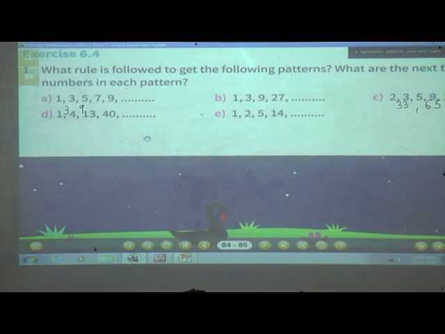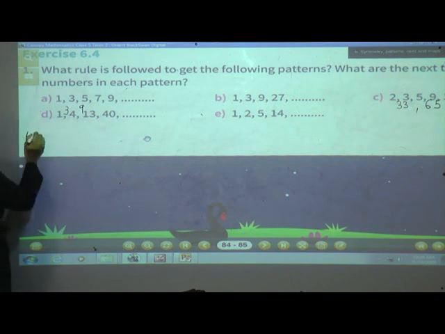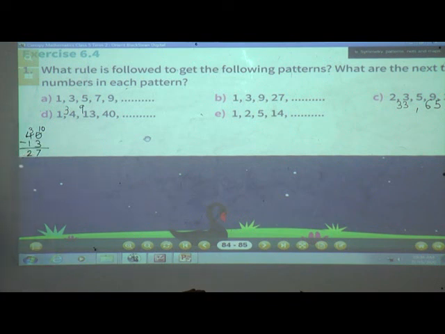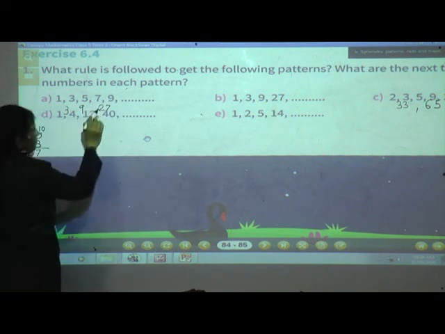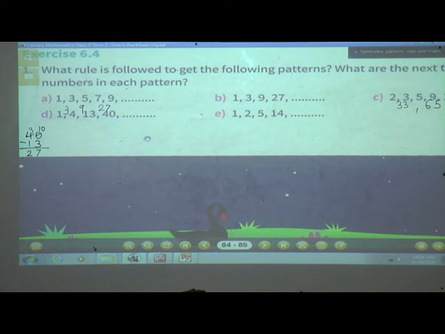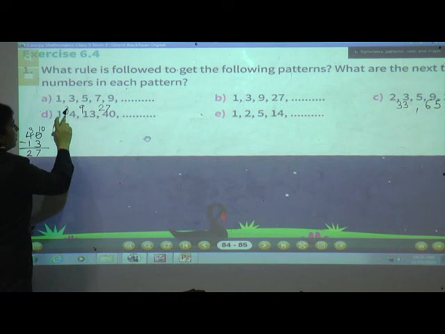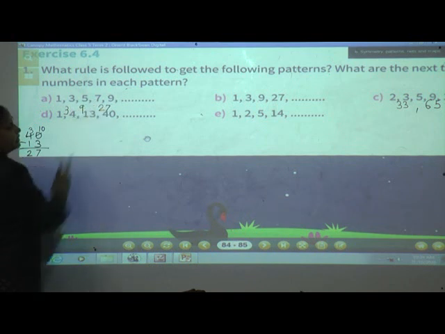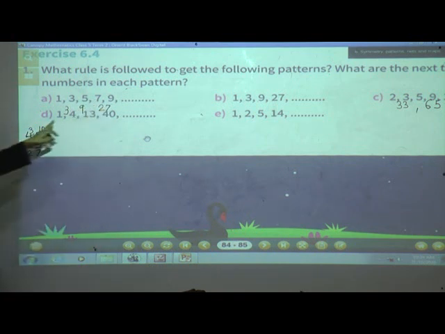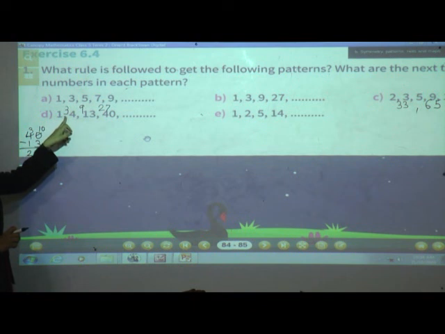Yes, students, what will come? Do subtraction. 40 minus 30. Yes, 27. So can you observe the pattern, students? Which pattern will come? See, here in this pattern, if you multiply 3 by 3, it will come again 9. 9 multiplied by 3, 27. That means differences, whatever differences, just multiply it by 3.